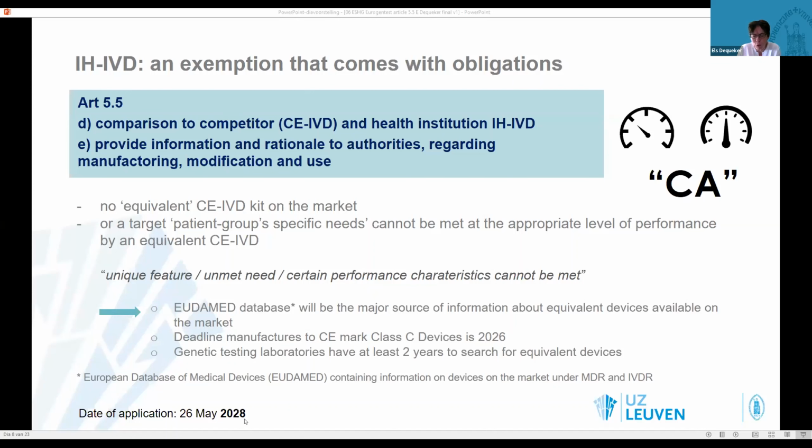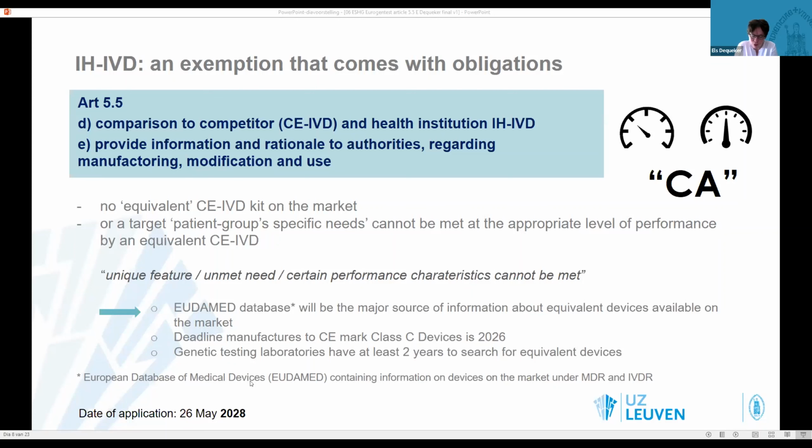So important to know, we come further to this, the information and the rationale to the authorities, we have a deadline till 28. The reason therefore is that we will find all the CE IVD kits from class C and also from D, B, and A. We will find them in the EUDAMED database, which is the European database for medical devices. And there you will find all the information about this kit and the performance characteristics. And as I told you this morning, for class C, all this information will be available in 2026. So we will have 2 years additional time to do this comparison study. So we are lucky in that way.